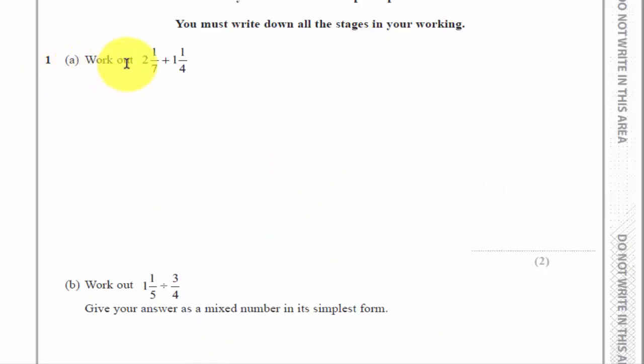1a. Work out 2 1/7 plus 1 1/4. There are a couple of different ways of doing this. Probably the easiest way is to do 2 plus 1 is 3. So I've added the whole ones. Because there's 2 marks here, I need to show plenty of workings. And then I'm left with the 7th plus 1/4.